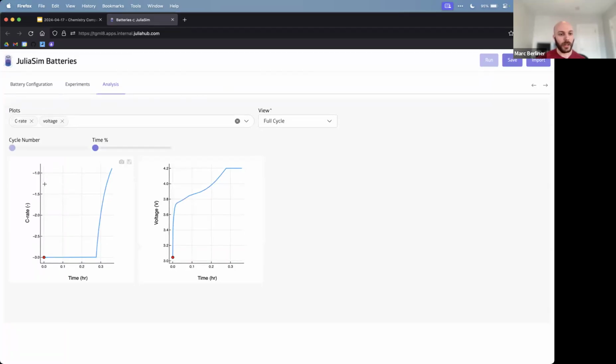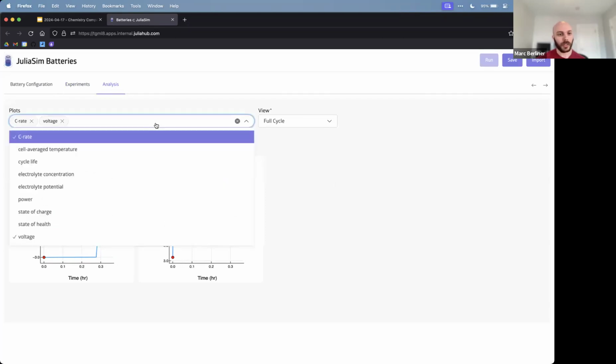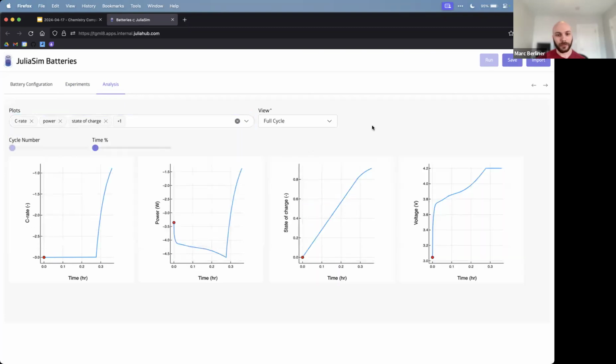And after a few seconds, we can get the results for our simulation. So we see right now we're plotting the C rate and the voltage discharge curve. But we can also plot other metrics such as the power or the state of charge for our system.